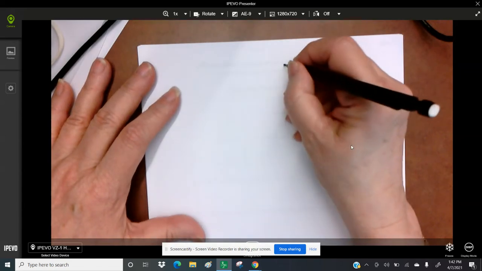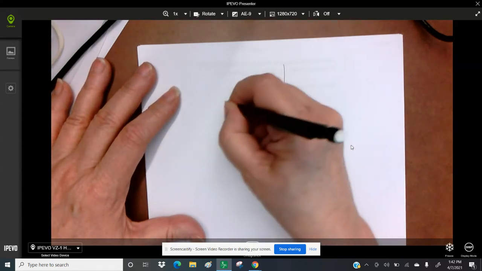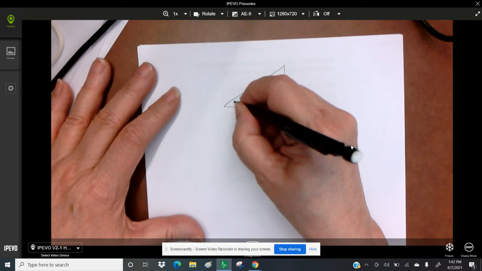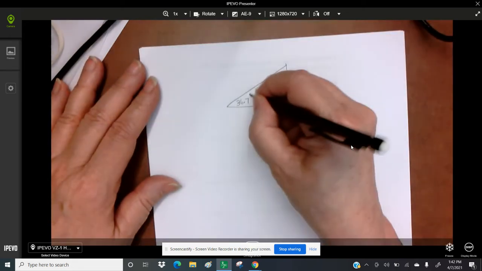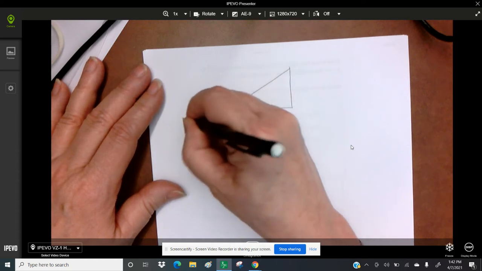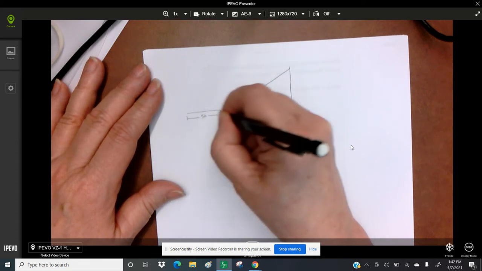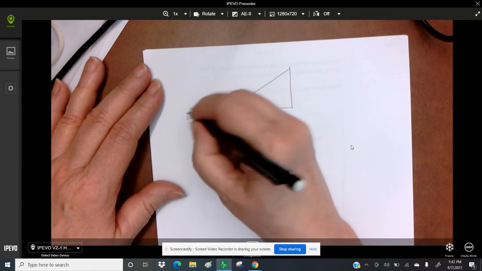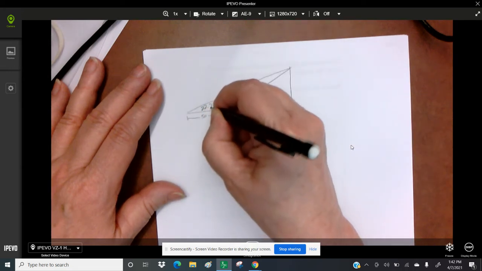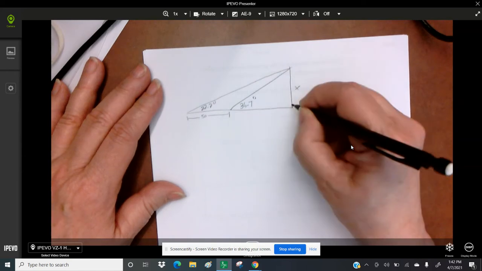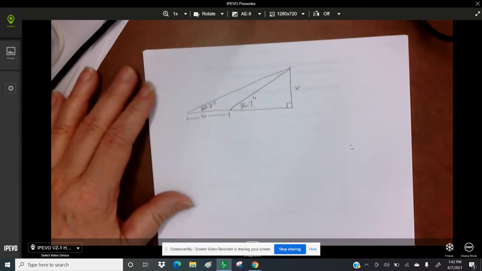So there is this tree, and this woman is staring up at the top of the tree, and her angle of elevation is 36.7 degrees. And then she walks 50 feet further away from the tree and looks up at the tree again, and now her angle of elevation is 22.2 degrees, and the question asks how long is the tree, and we are assuming the tree is perpendicular to the ground, that it's completely standing upright.